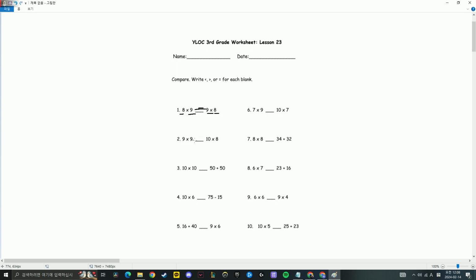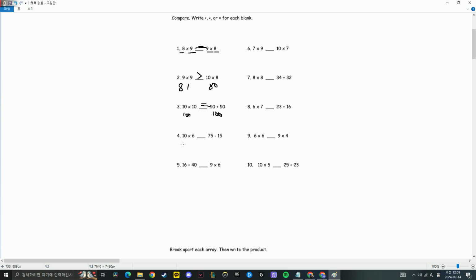And 9 times 9, that is 81, and there's 8 of 10s, so that is 80, and 81 is greater, so we're gonna have the face open up to the left. 10 times 10 is 100, 50 plus 50 is 100 also, so they are the same, so they are equal. 10 times 6, that's just 6 tens, so that would be 60, and 75 minus 15 is 5 minus 5, that gives us 0. 7 minus 1 is 6, so that is equal.